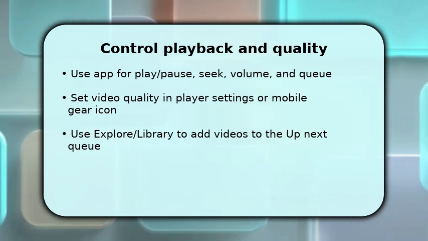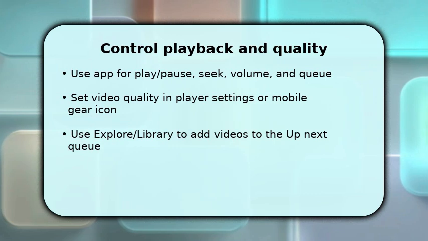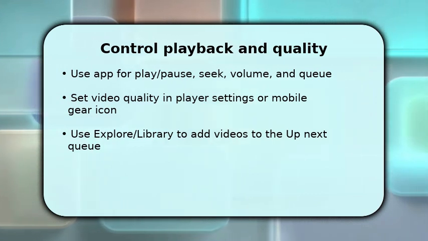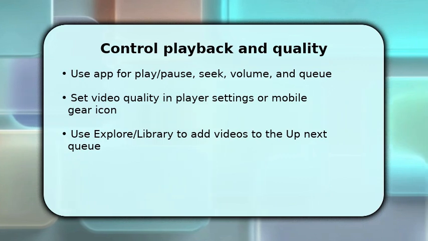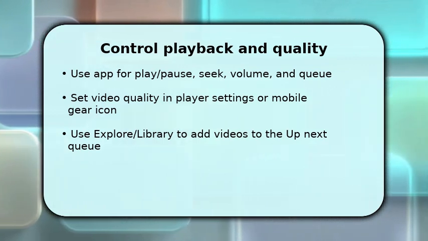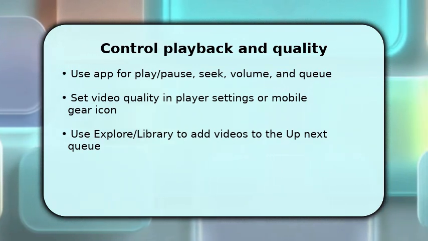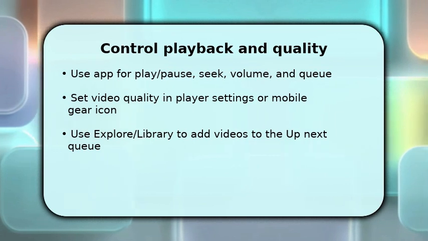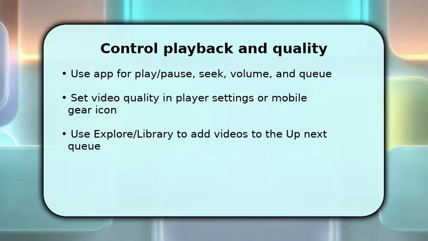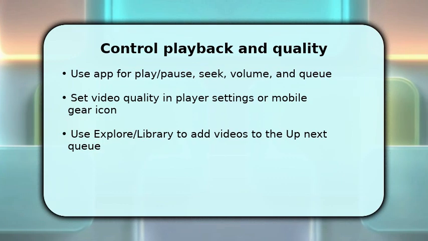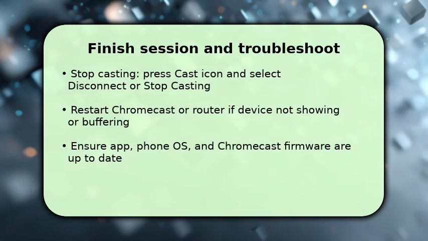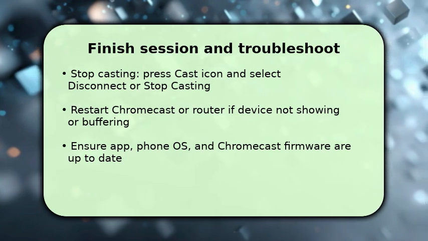To change quality, open the player settings gear icon and pick 1080p, 720p, or lower to reduce buffering. This affects the Chromecast stream, not your phone. To build a session, add videos to the Up Next queue or use the library and playlists, and Chromecast will play them. To end, tap the cast icon and choose disconnect or stop casting. The TV returns to its previous input.